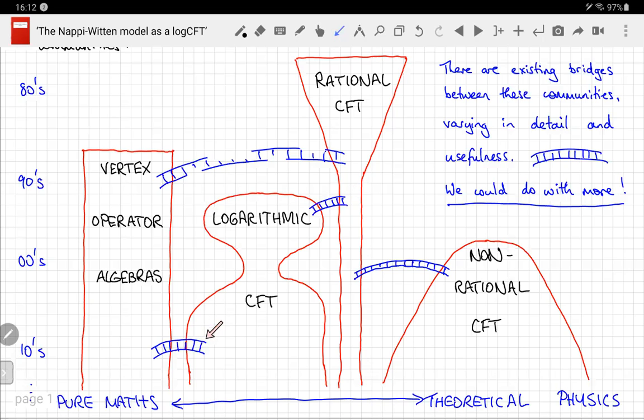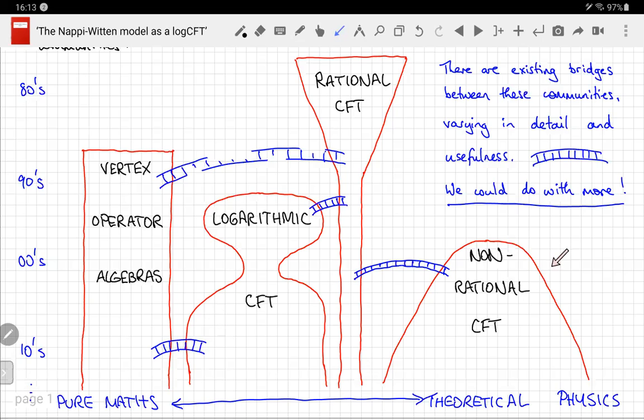You'll see down here I put a little bridge between the vertex operator algebras and logarithmic CFTs, because I think in the last 10 years this has really become much more mainstream with the mathematical community. And so I think there are a lot of mathematicians now who are interested in logarithmic CFTs. I'll talk a little bit about what that means later.